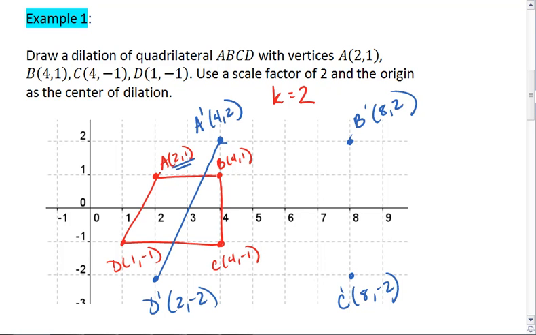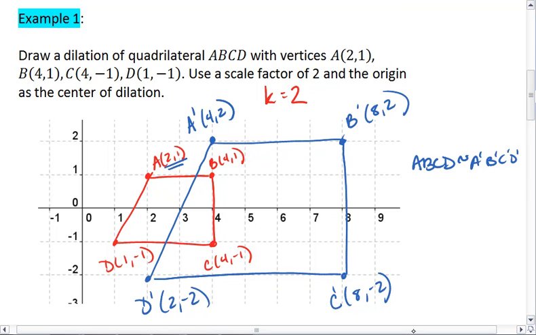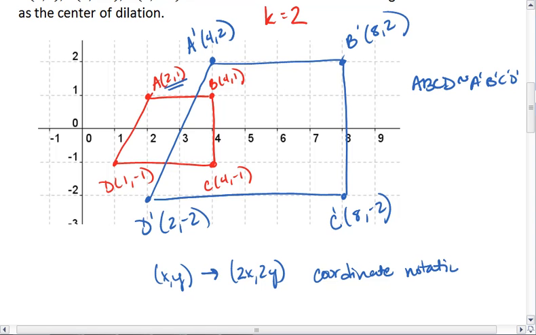And that gives us this new figure in blue, which is quadrilateral A prime, B prime, C prime, D prime. What we do see is that ABCD is similar to A prime, B prime, C prime, D prime. If you want the coordinate notation, we took all our ordered pairs x, y and mapped them to 2x, 2y. This is the coordinate notation for the dilation on your screen.